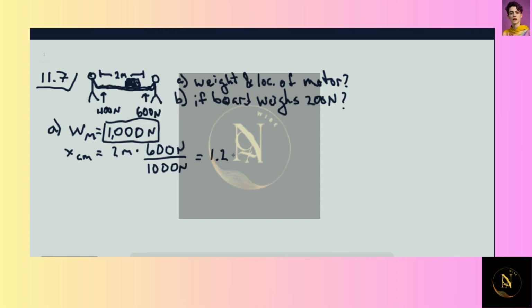So this is 1.2 meters from the 400 Newton end. And then 0.8 meters from the end where the 600 Newton force is applied, just 2 minus 1.2.